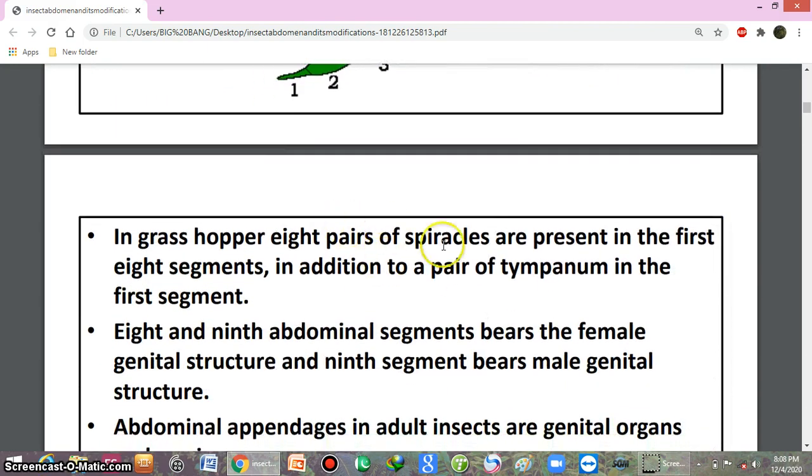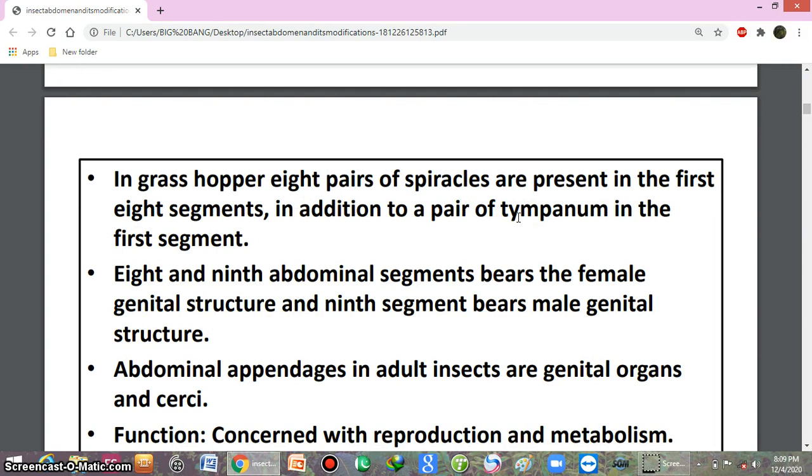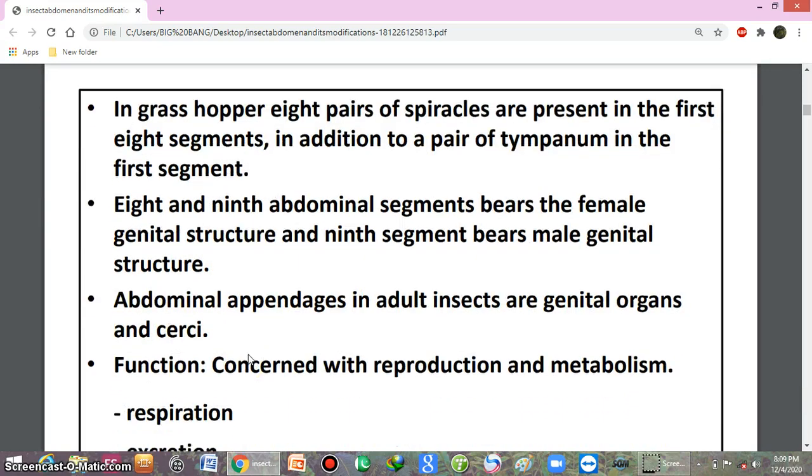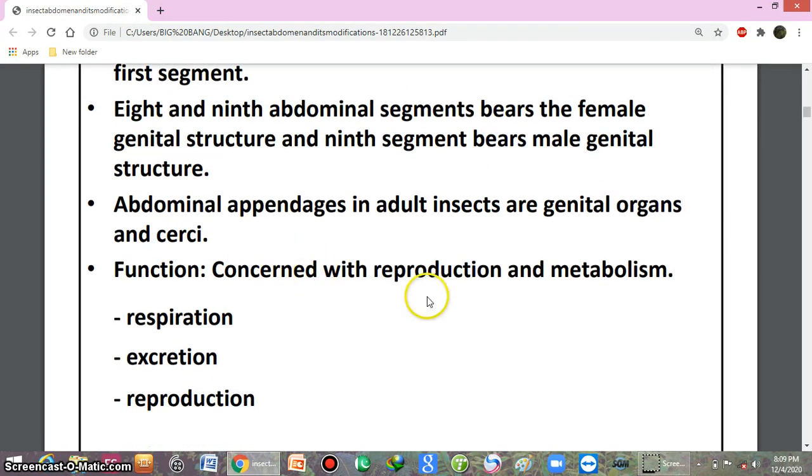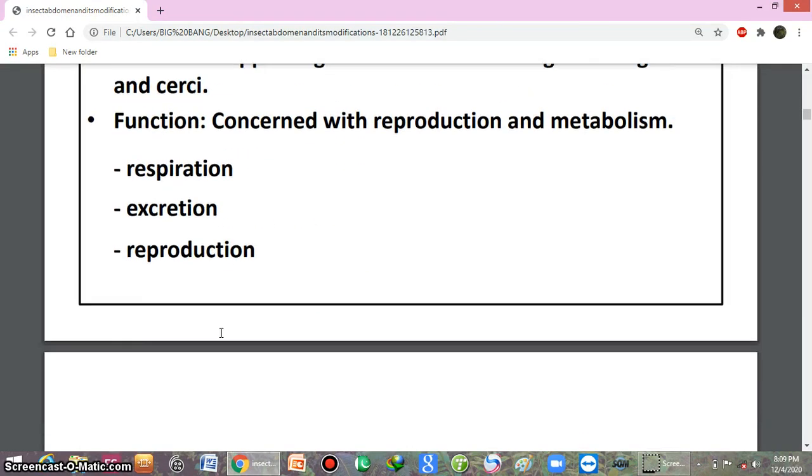In grasshopper, 8 pairs of spiracles are present in the first 8 segments in addition to the pair of tympanum in the first segment. Tympanum is responsible for the detection of the sound waves. 8th and 9th abdominal segments bear the female genital structures and the 9th segment bears the male genital structure. Abdominal appendages in the adult insects are genital organs and the cerci. Now, what are the functions of the abdominal appendages? These are concerned with the reproduction, metabolism, respiration, excretion, and the reproduction.